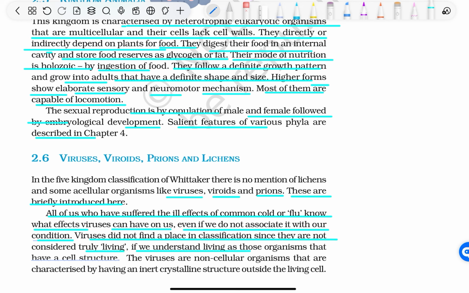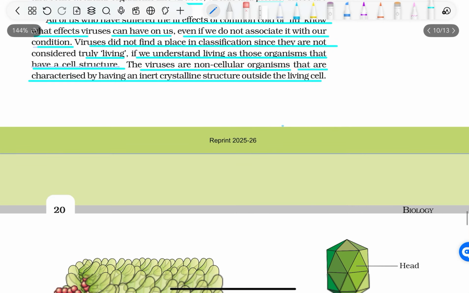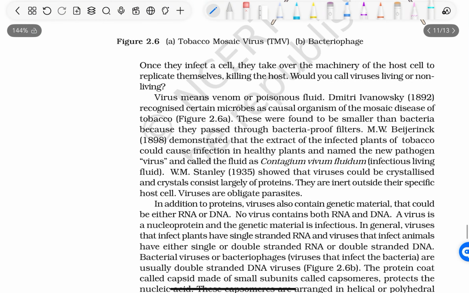If we understand living as those organisms that have a cell structure, the viruses are non-cellular organisms that are characterized by having an inert crystalline structure outside the living cell. Once they infect a cell, they take over the machinery of the host cell to replicate themselves, killing the host. Would you call the viruses living or non-living? Virus means venom or poisonous fluid.